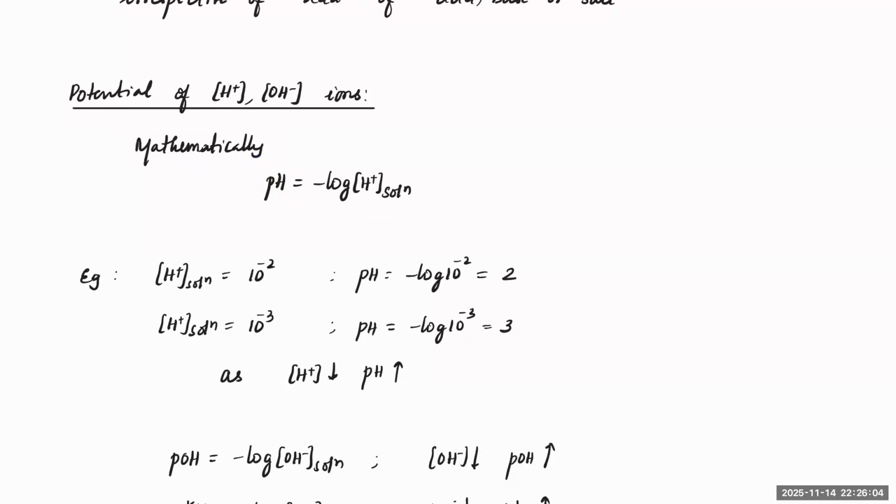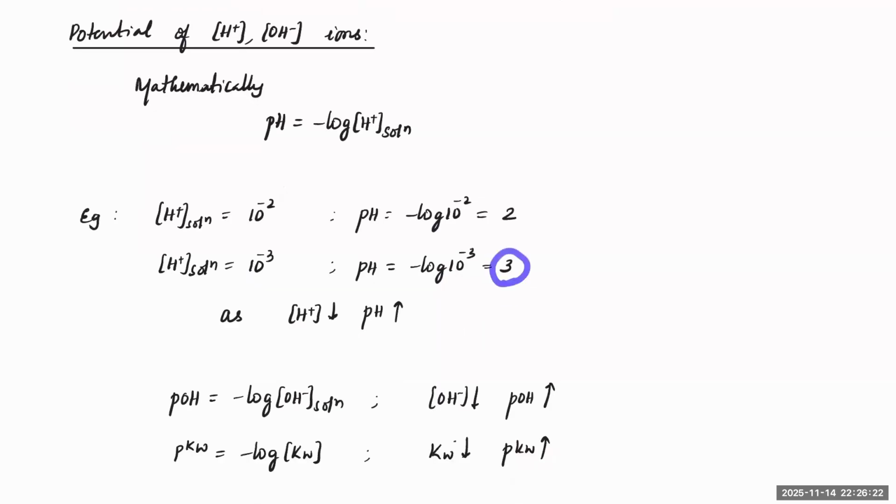Check out: if the H plus ion concentration is 10 raised to power of minus 2, then the pH value will be minus log of H plus ion concentration, which is 2. Now if it is 10 raised to power of minus 3, then pH is 3. Did you notice something? As the H plus concentration is decreasing, the pH value is increasing. So remember, pH value is inversely proportional to H plus ion concentration. Higher the concentration, lower the pH value.